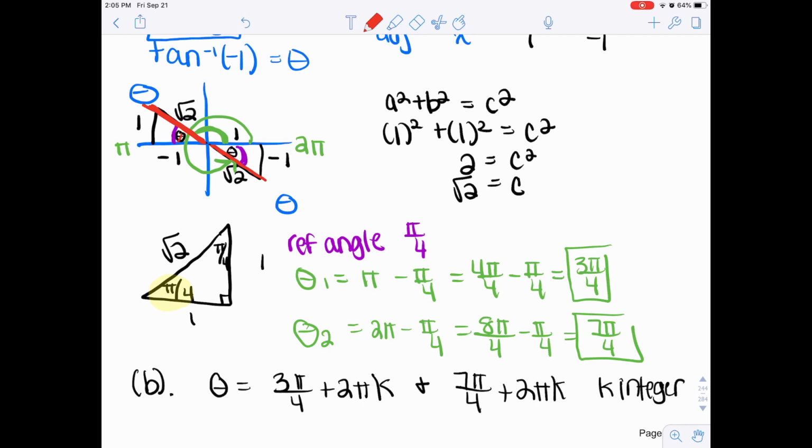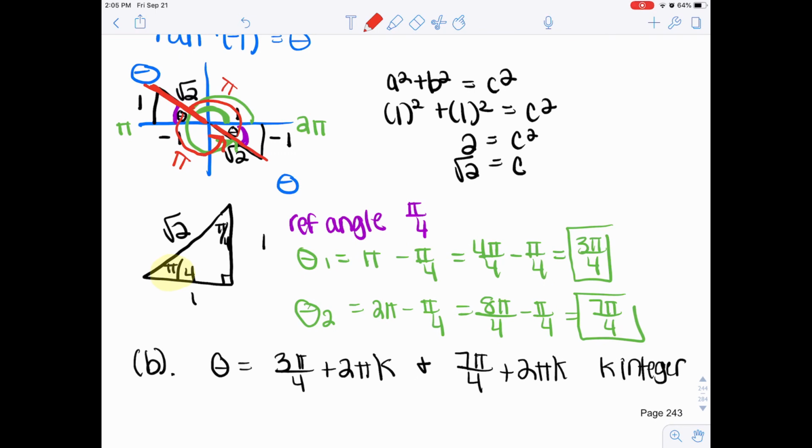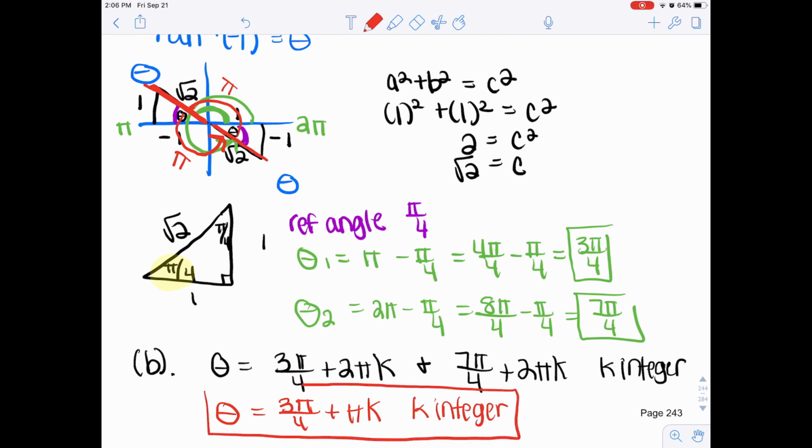And for this reason, if we have one solution, we can always find another solution by adding 180 degrees, or pi. So if we have an angle and if we add or subtract pi, we would always end up at another solution. So another way to express all solutions would be to pick one of the solutions. I'm going to pick 3 pi over 4, and instead of adding 2 pi, I'm going to add pi k, where k is an integer. This condensed expression also identifies all the solutions to this equation.